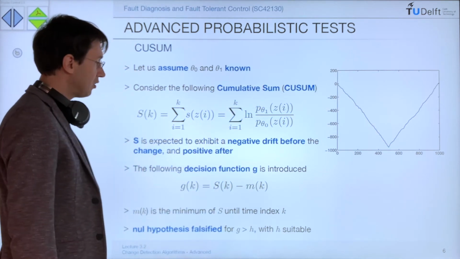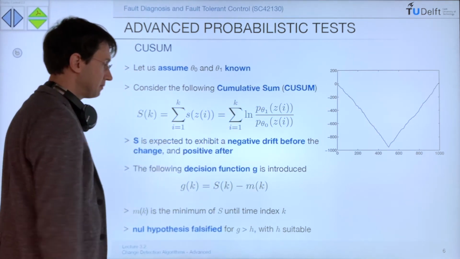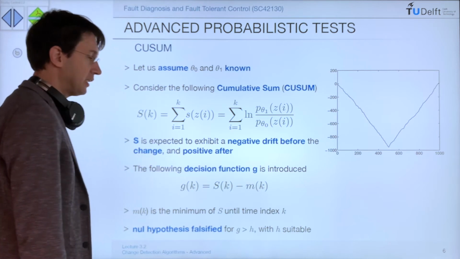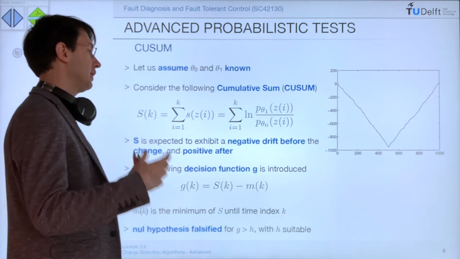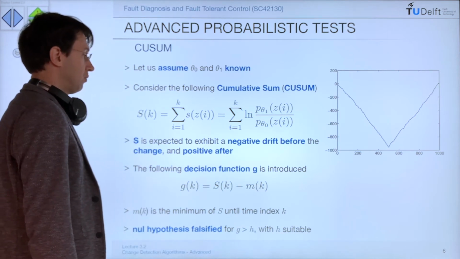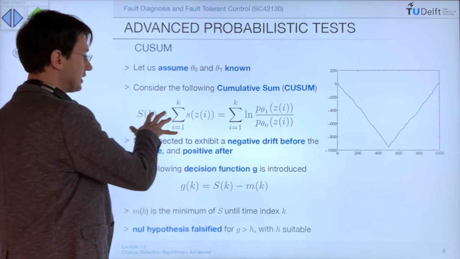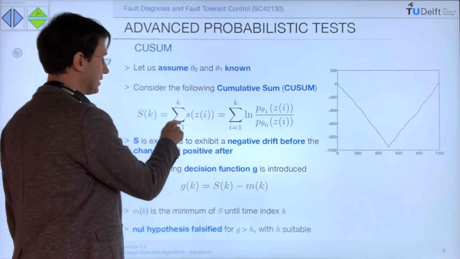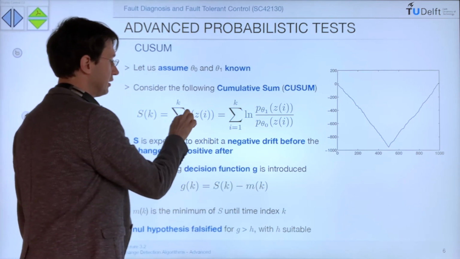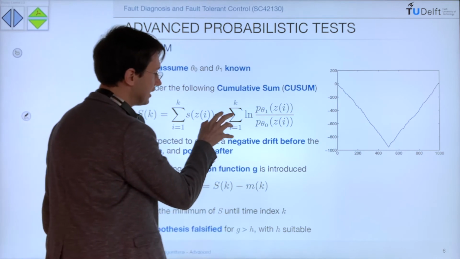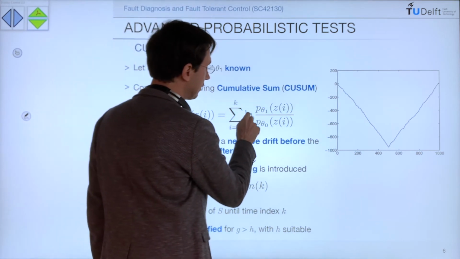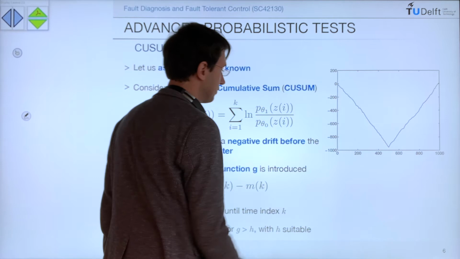So instead of looking at S and taking the empirical mean over a time window and so on, what we do in this case is to have a running sum, a cumulative sum of S, which we remember, we write it again here, is the logarithm of this likelihood ratio.